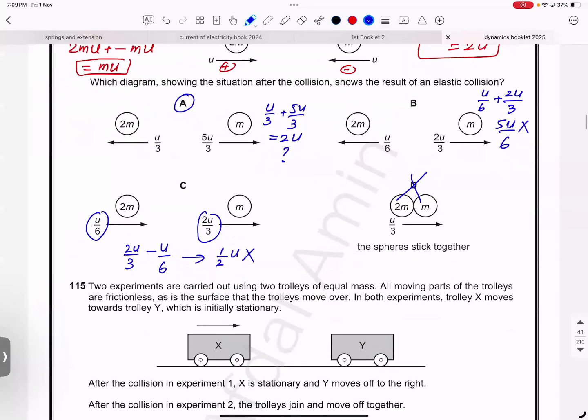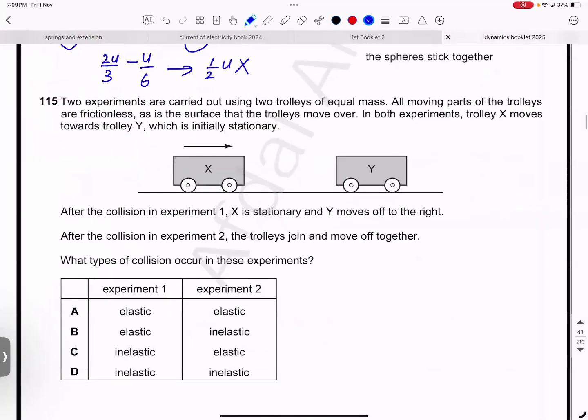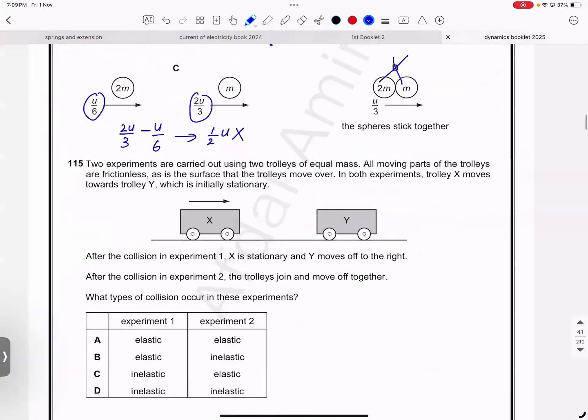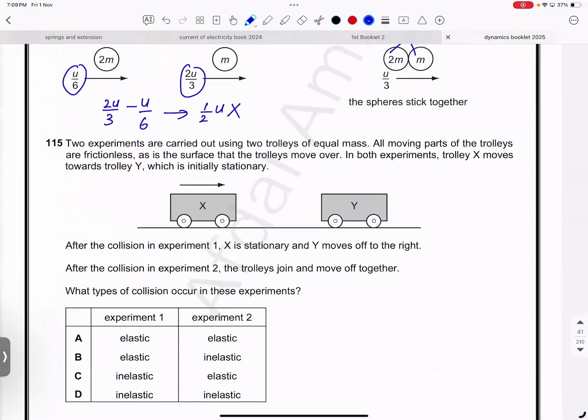The last question of the MCQs is: two experiments are carried out using two trolleys of equal mass. All moving parts of the trolleys are frictionless. Frictionless means no external force, and no external force means it is an isolated system, as is the surface that the trolleys move over.